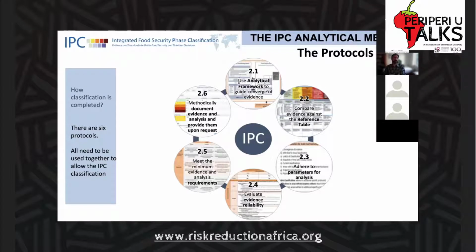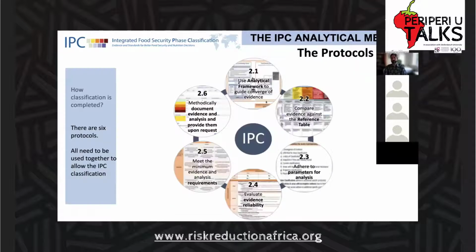All of this is done using an online database called the Information Support System, the ISS. There is a great deal of technical support that goes into this. And I know you likely don't believe me, but it is easier than it looks.